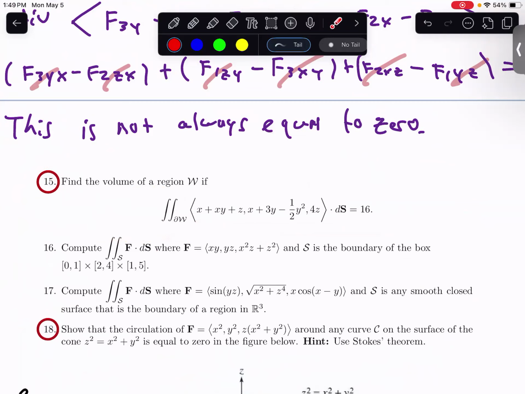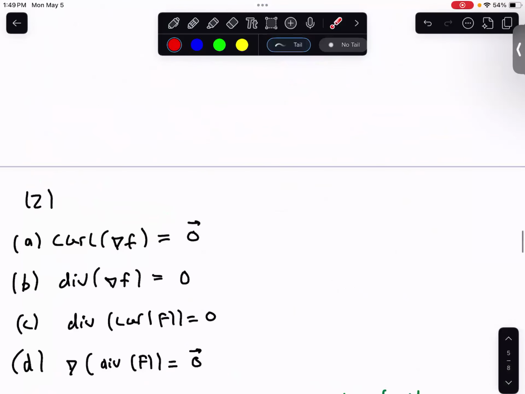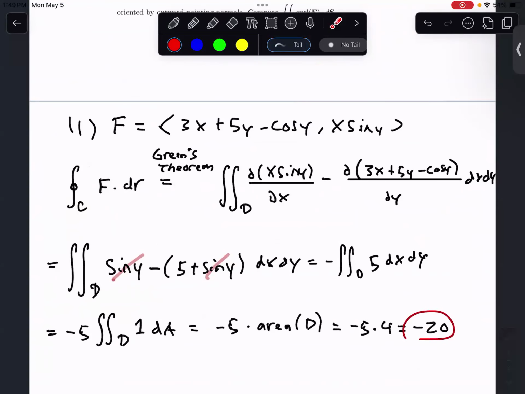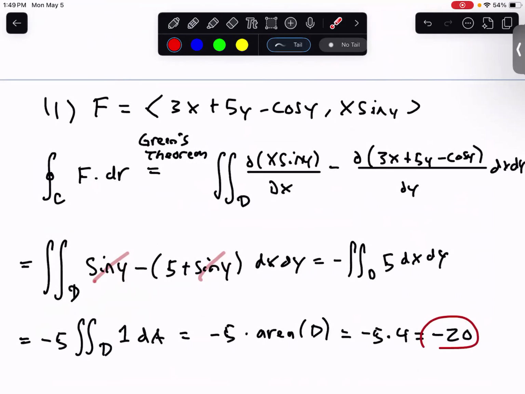So you should expect to see a problem like problem 15 or a problem like problem 11 on the final. I'm going to ask one of those kinds of problems where you have to relate volume or area with one of these big theorems.